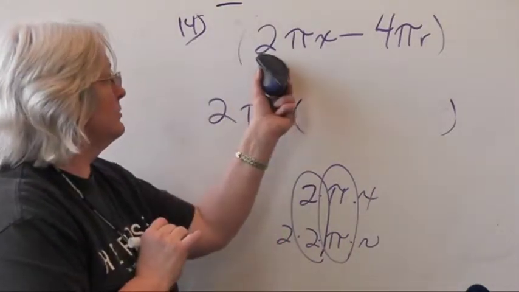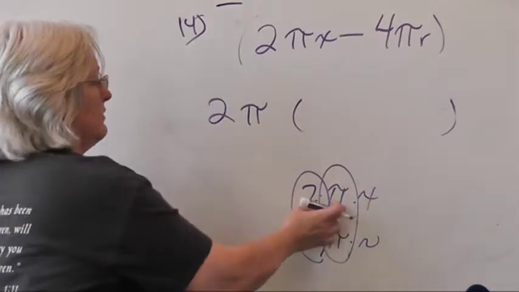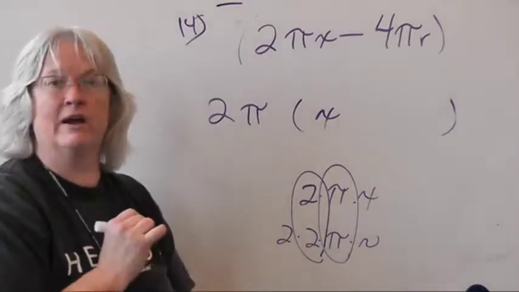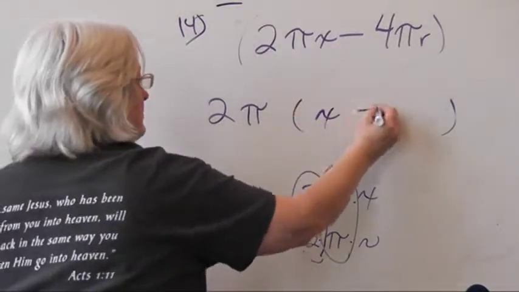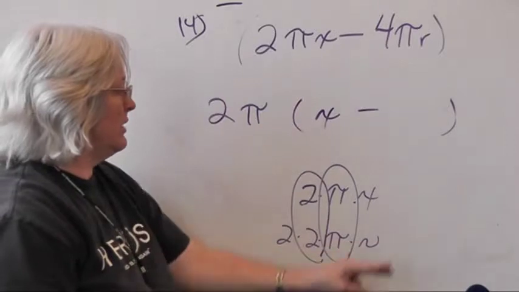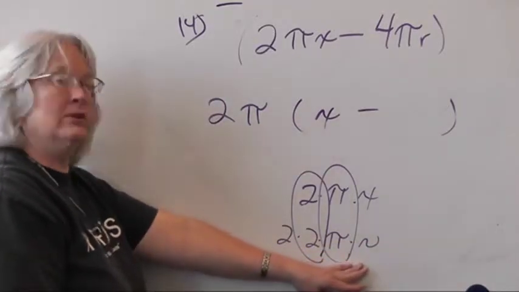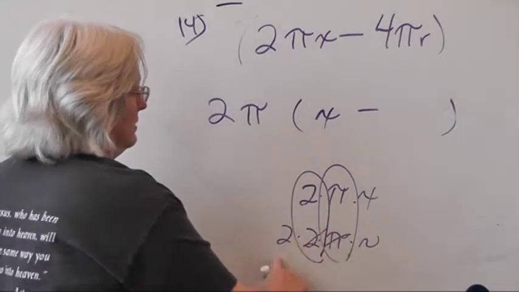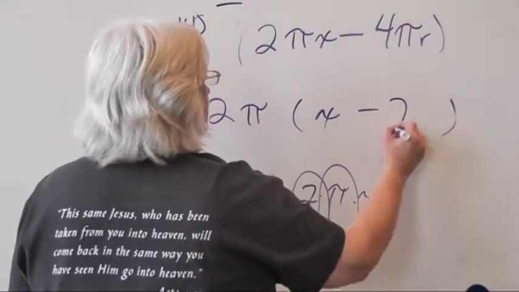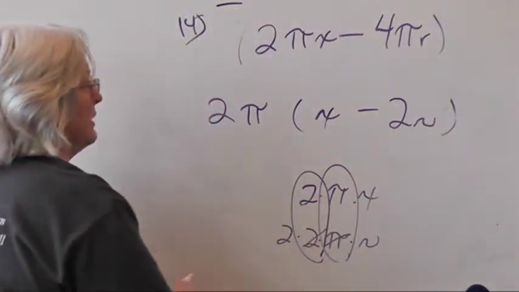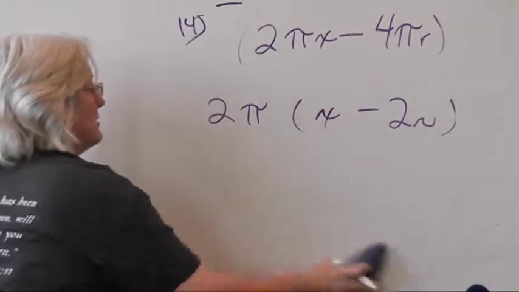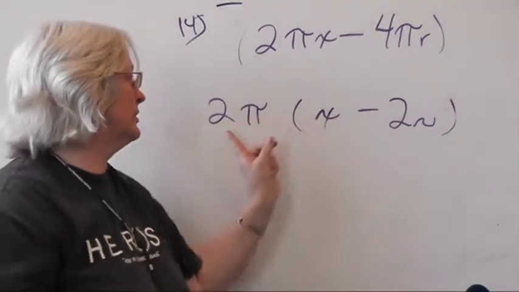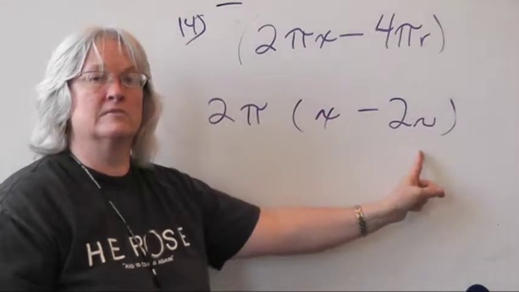Now, what's left? 2 pi x. We've already used 2 pi. X is the only factor left. We're subtracting. 4 pi r factored into 2 times pi times r. We've already used 2 pi. We have 2r remaining, which is just another way of saying 2 pi x divided by 2 pi gives me an x. 4 pi r divided by 2 pi gives me a 2r.